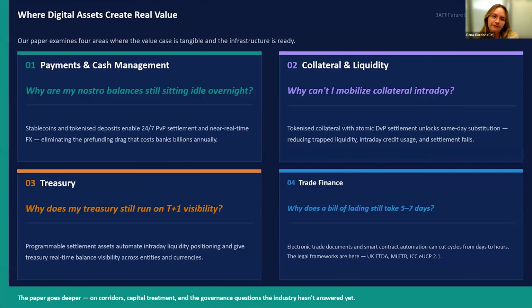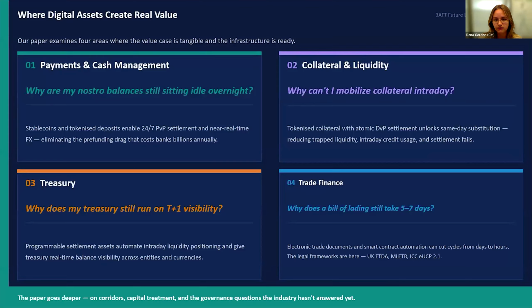While we were examining the practical use cases of digital assets in transaction banking, our research identified 4 key areas where digital assets can solve for real-world pain points. For my section today, I'll be focusing on the first 2 listed here on the slide: payments and cash management, and collateral and liquidity. Starting with payments and cash management, the key question we asked was, why are Nostro balances sitting idle overnight?